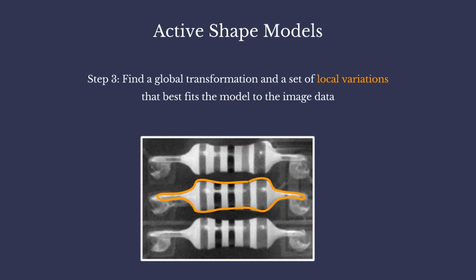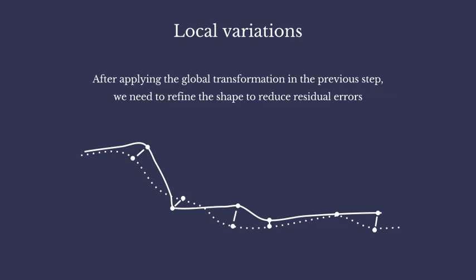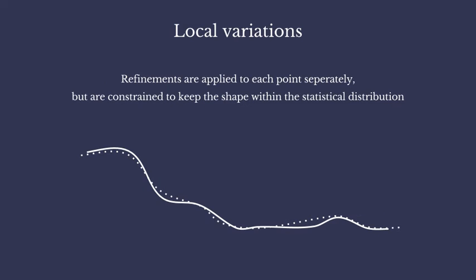A second step determines a set of local variations applied to each point in the model that gives an even better fit. The local variations are constrained so that the resulting shape is still within the point distribution model. This means that each point in the model is constrained to move in certain directions that are not independent of the other points.